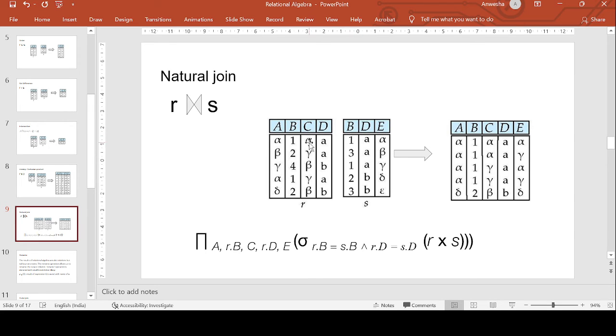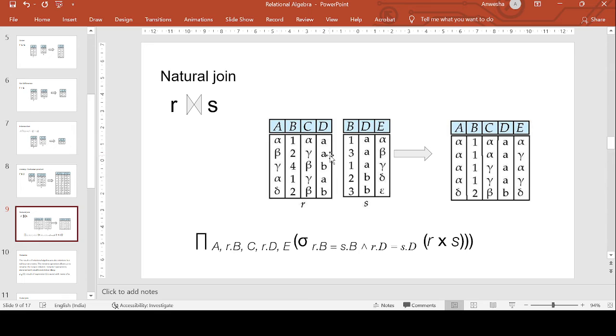So alpha 1 alpha A alpha. Next, the value of B is 3, the value of D is A. So no match. Again, third row 1A gamma. So again match. So alpha 1 alpha A gamma. Third row, again no matching. This is 2B, no matching. Fourth row no matching. Fifth row 3B, again no matching. So only first row and third row is matching. So alpha 1 alpha A alpha, alpha 1 alpha A gamma.